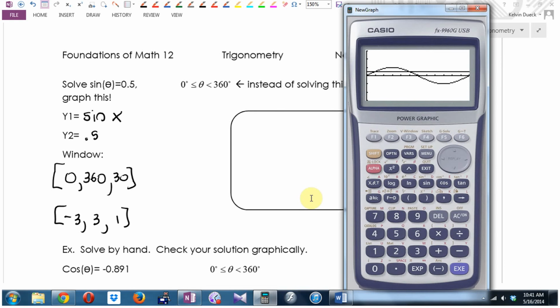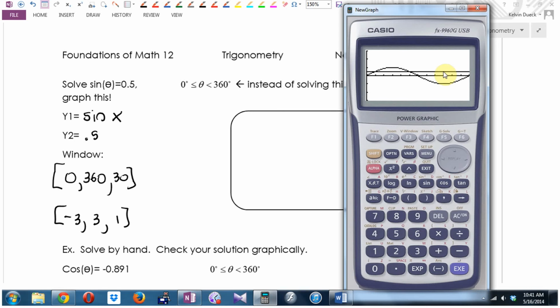Which of those do you think is the sine graph? The sine graph is the curvy one. We'll learn how to graph that. In fact, this right here, look up, is a line 0.5 high. That's Y2.